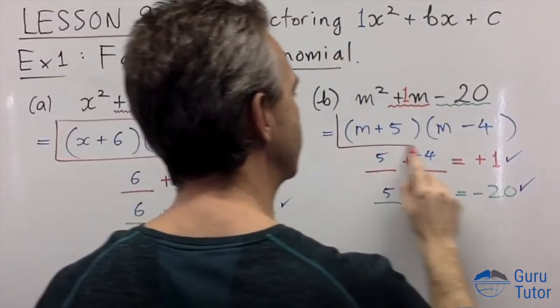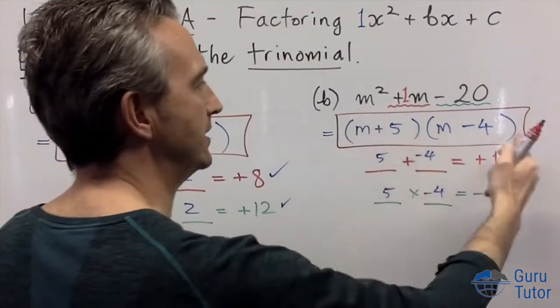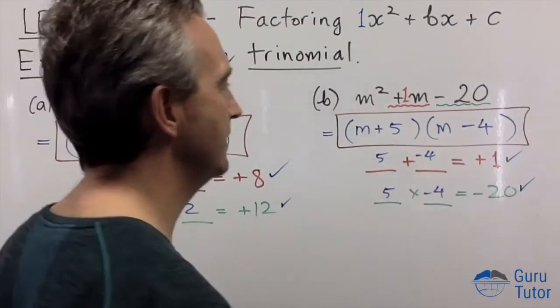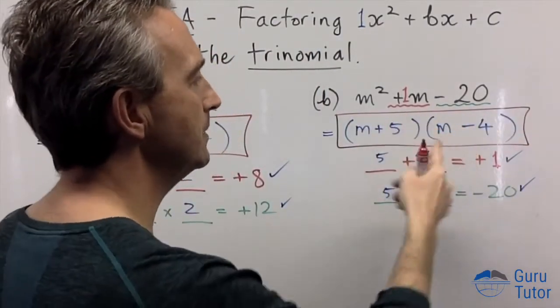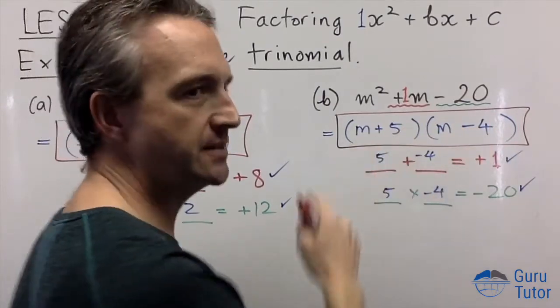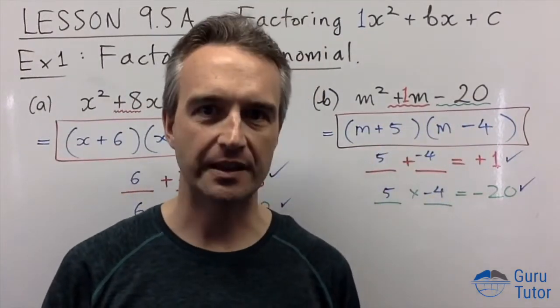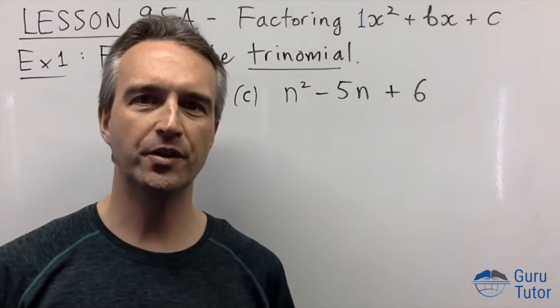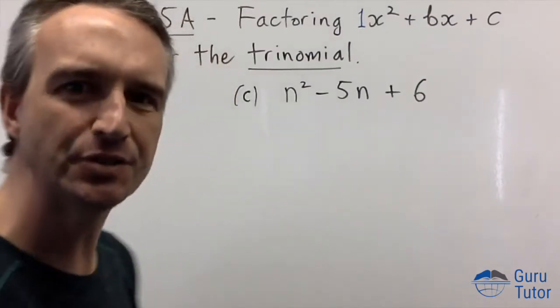And if you want to check it, just do FOIL on this and you'll end up with that. Okay, again, that could be the reverse order, but the minus has to be with the 4 and the plus has to be with the 5. That's the process. Let's just try a third one, for example 1c, just to make sure we're on the right track here.